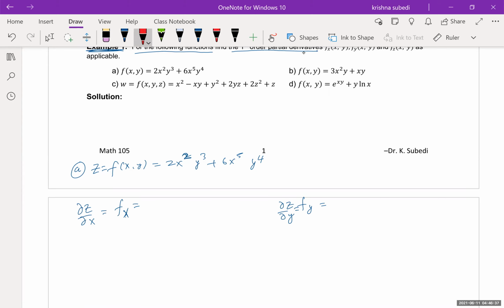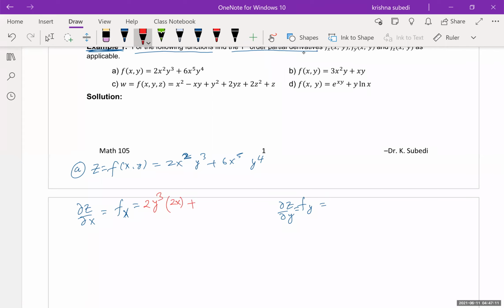Okay guys, please listen very carefully for the next 1 minute. F sub x means we are considering x as our variable and y as a constant. So let me just write down all the constants here. 2 is constant, y cubed is also constant. All we need to do is find the derivative of x squared. What is the derivative of x squared? Can anybody tell me? Clearly, using the power rule, it is 2x, right? So this part is done.